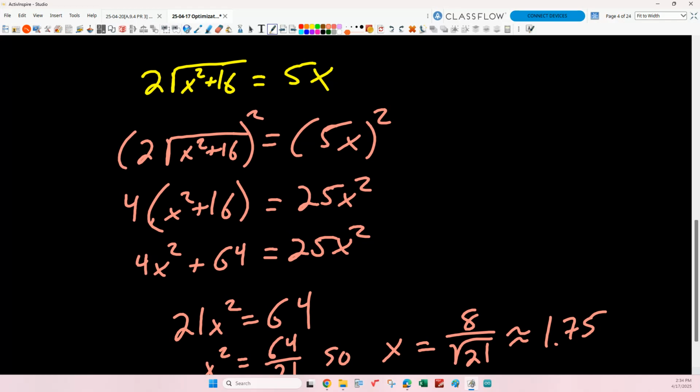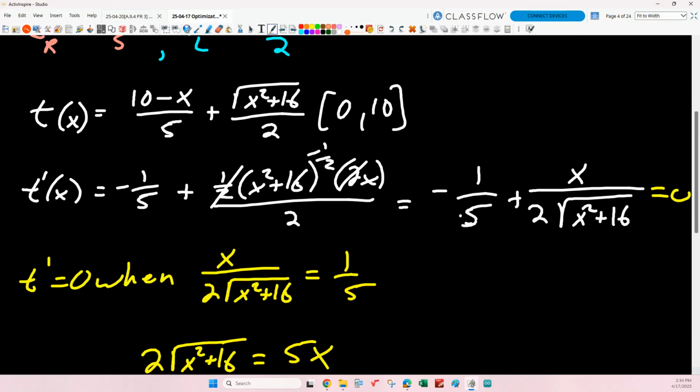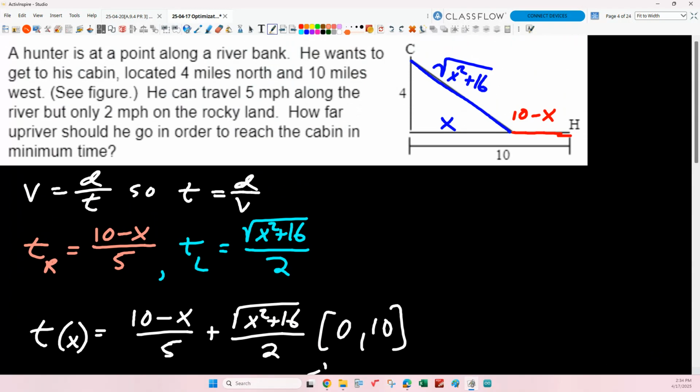When does it not work, if you think back to when we did a bunch of these problems a couple years ago? It wouldn't work if somehow I had a negative coefficient on that and I was going to end up getting an output of a square root that was a negative number, which isn't going to happen, right? So it's a valid solution. So that's it. So what would he do? x is only about 1.75, so he'd go pretty far down river. He's going to go 8 1/4 miles down river and then strike off across that rocky ground.